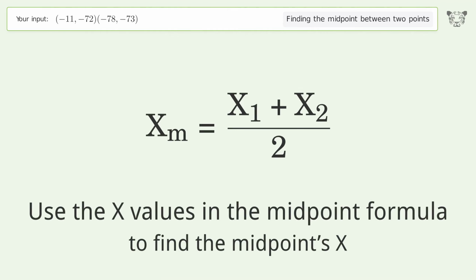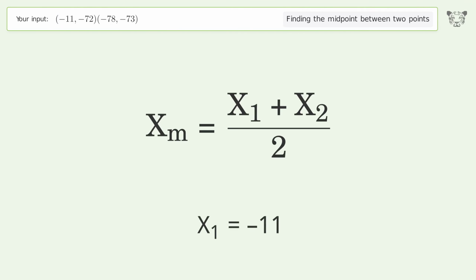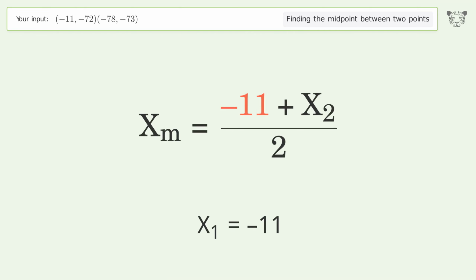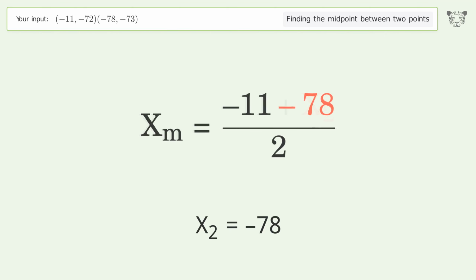Use the x values in the midpoint formula to find the midpoints x. x1 equals -11. x2 equals -78. Simplify the arithmetic.